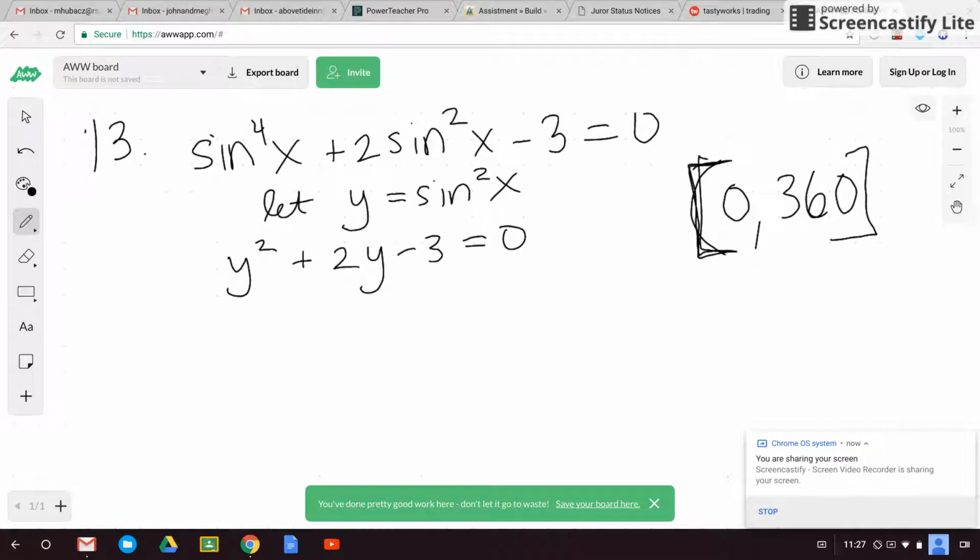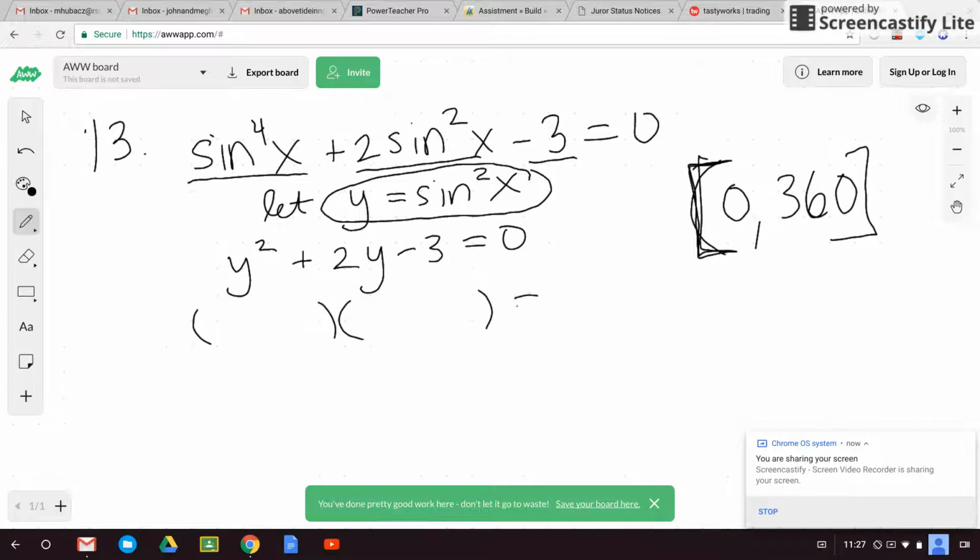Okay, so notice the equation, it almost appears like a quadratic where we have 3 terms. And so I am going to turn it into a quadratic equation by letting y equal sine squared x. And so what you're ending up with is y squared plus 2y minus 3 equals 0. This, I believe, is factorable.